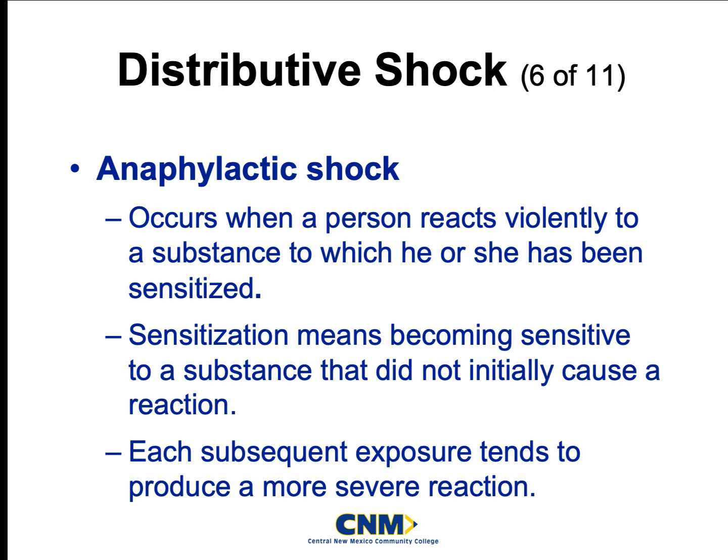However, during the process of the actual anaphylactic reaction itself, we actually have a couple different shocks kind of thrown in there. It's got a little bit of hypovolemia in it. It's got a little bit of cardiogenic. It could have a little bit of obstructive, but really this is a distributive shock due to the widespread vasodilation of the patient's vessels. Again, this occurs when a patient reacts violently to a substance to which he or she has been sensitized to. They have been introduced at some point in their life to an antigen.